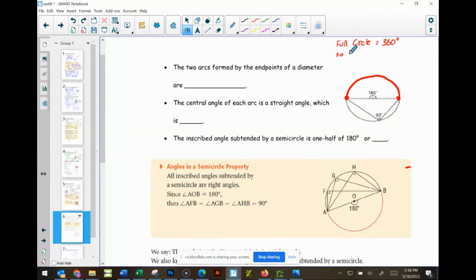So a half circle, and semi means half, right? A half circle equals 180 degrees, and that is a semicircle. I think you've heard that word before, but that's what it means. A semicircle is 180 degrees. And in a circle, that's a diameter.